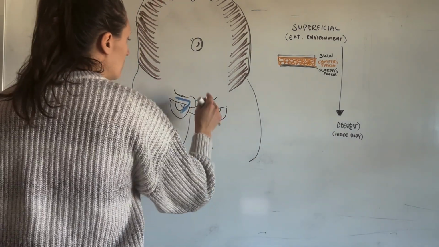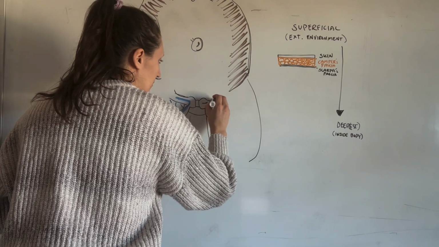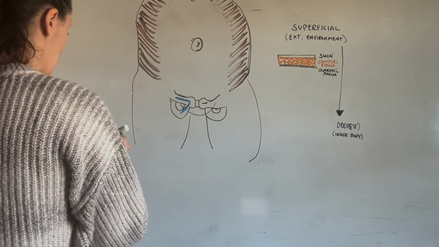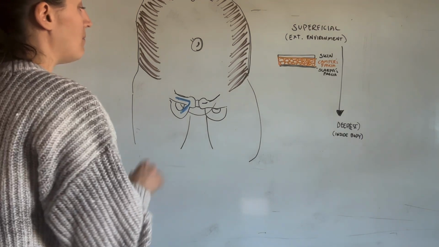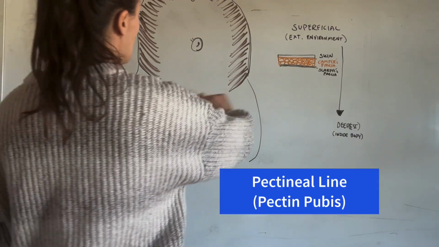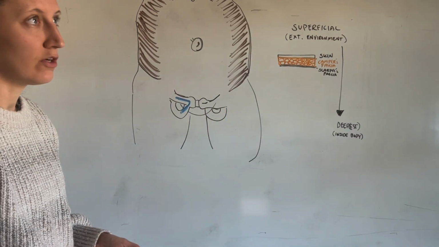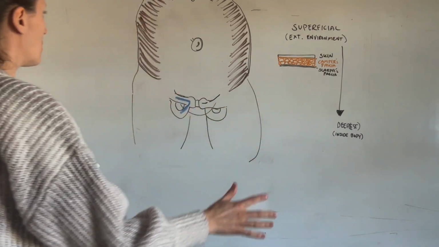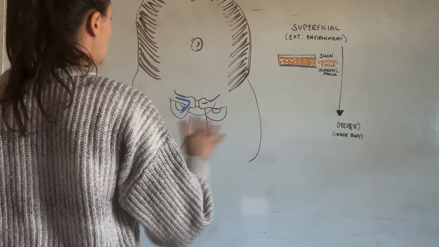And then we need to know about this line. There's going to be a ridge that kind of goes posteriorly, and that ridge is called the pectineal line, or the pecten pubis. And that ridge is another landmark for you for attachment, specifically with the inguinal canal, because that's kind of where we're going with this stuff. First thing you need to know is that.